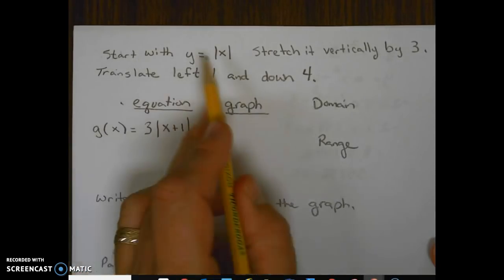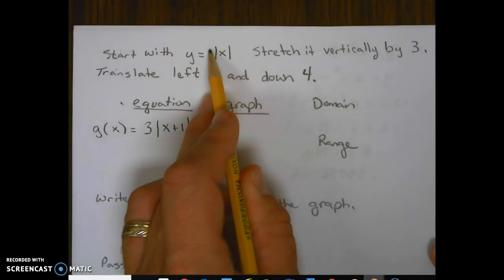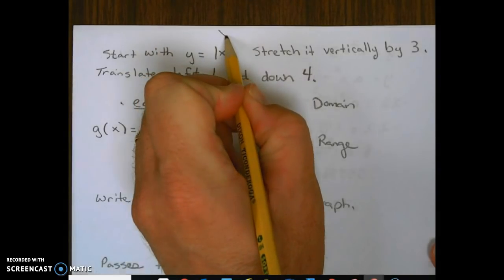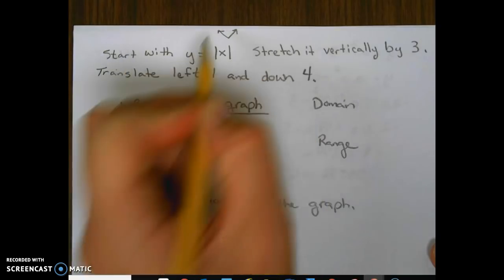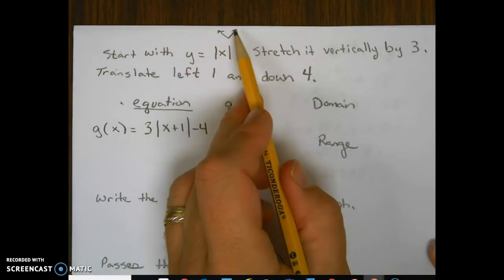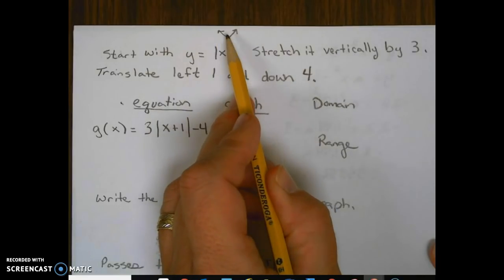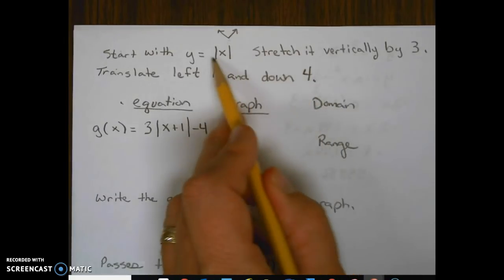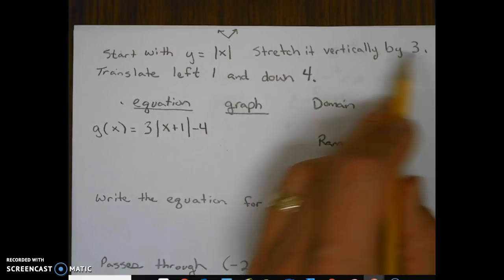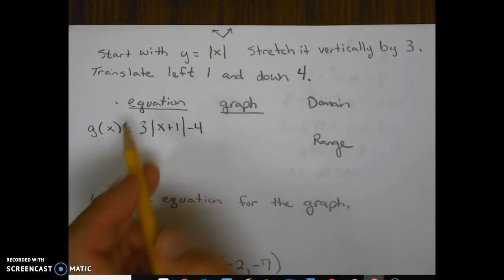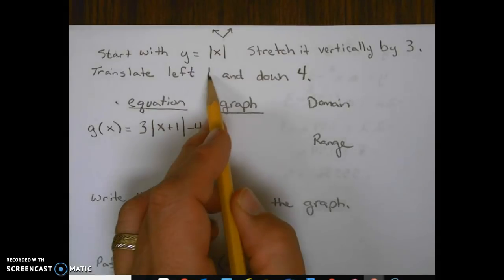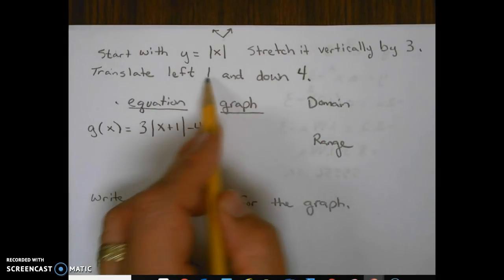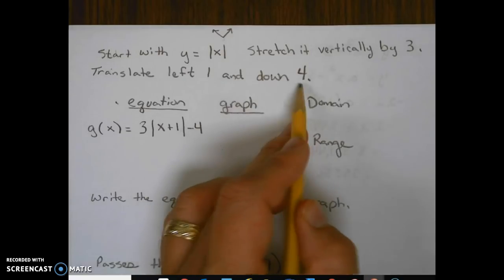So up here, we're going to start with the absolute value function. Remember, absolute value function is always going to make a V. Might be opening up, might be opening down. Remember, it is symmetrical. It does have a similar point as a quadratic, a vertex point, if you want to call it that. And so we're going to be stretching the parent vertically by 3, so the y values are changing. It's going to be translated left 1 and down 4. So we have a horizontal translation and a vertical translation.